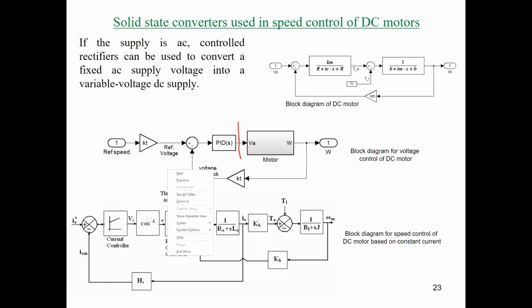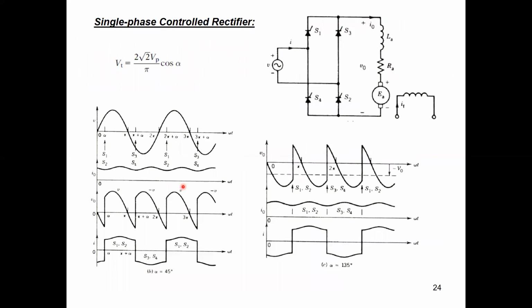The question now is, how can we do this? What is the device that will be used to control the converters? We have many devices. We'll start with the first one, which is the rectifier. A rectifier device is simply a converter that converts AC voltage to DC voltage, or AC current to DC current. This is the aim of the rectifier converter.